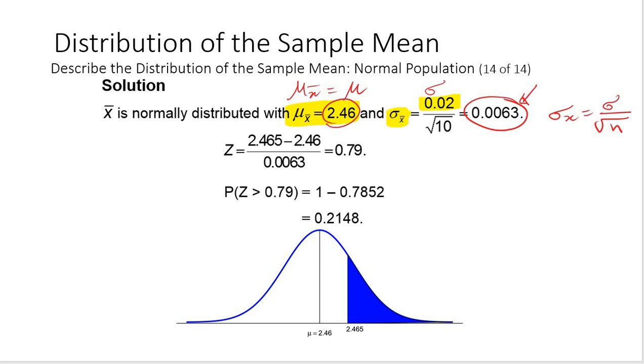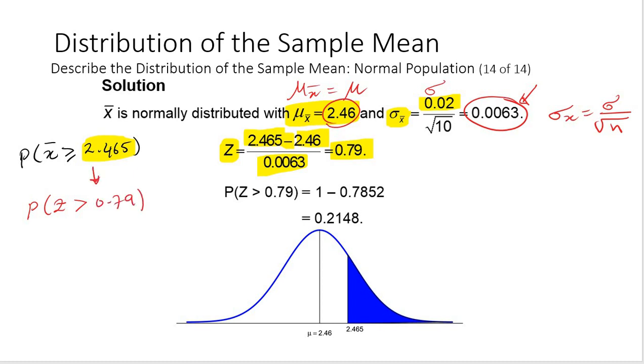Now, just like what we did before, we have to standardize the given number. So we needed to find the probability that x bar is greater than or equal to 2.465. We need to standardize this number. So to standardize this number, we need to compute the z-score, that is the number x minus the mean divided by the standard deviation, and the z-score for that number is 0.79. Now, in order to find that probability, it is equivalent to the probability that the z-score is greater than 0.79, since we standardized that.